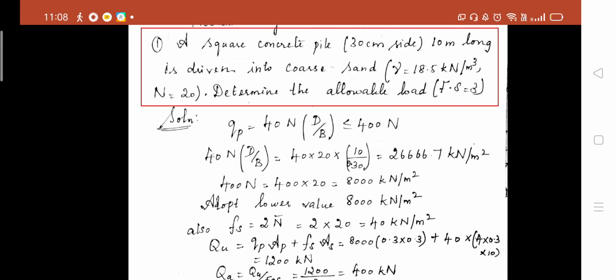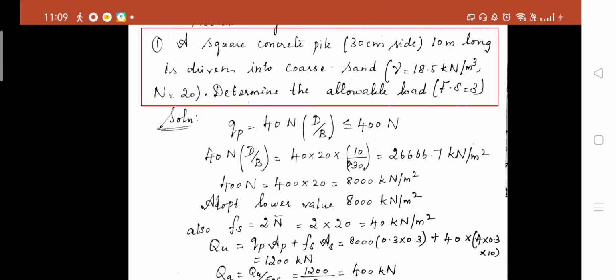N is standard penetration number. You know that N is standard penetration number. So standard penetration number value is given in the question, 20. So 40 into 20 into D, where D is length of the pile. It is also given, 10 meter long. So 10 into 10 divided by B. B is the width of the pile. Width of the pile is 30 centimeters. So 30 centimeter in meters it is 0.3. So when you substitute everything, you get the value as 26,666 kilonewton per meter square.